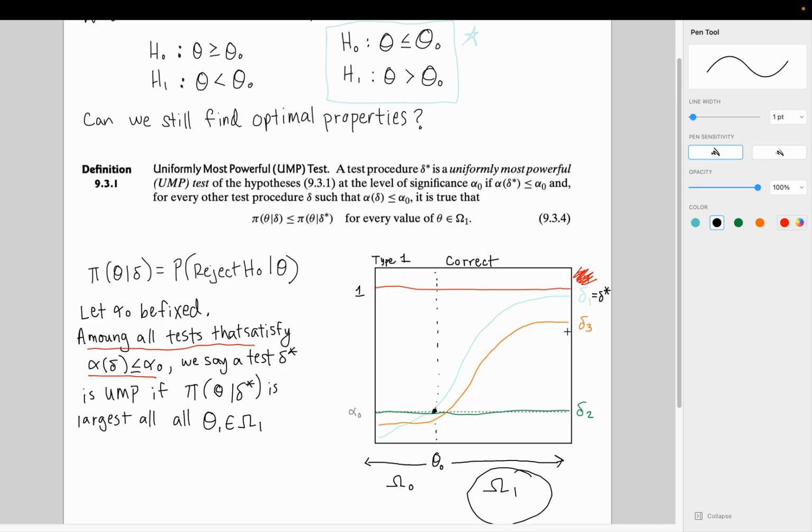Now, we're living in this world where there are only these four possible tests, or at least that's the setting I gave you. But we can have tons and tons of tests. We say a test is UMP if it has this property. It's a really interesting and big, and I want to say powerful, property to have. If we have the most power that we could imagine, then we say that test is UMP.